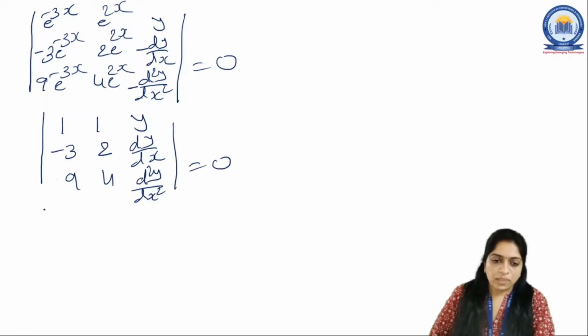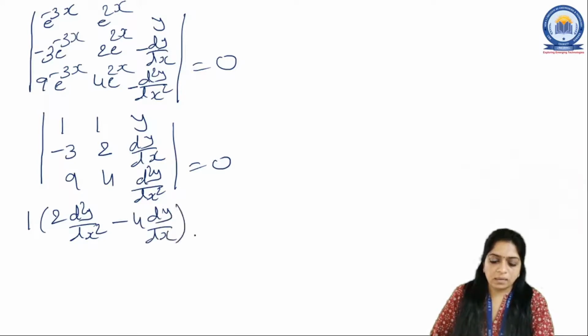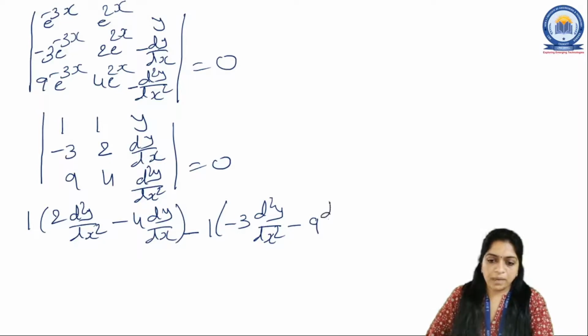So after simplification of this bracket, I have 1 times (2 d square y upon dx square minus 4 dy by dx), minus 1 times (minus 3 into d square y by dx square minus 9 into dy by dx), plus y into (minus 12 minus 18), equal to 0.